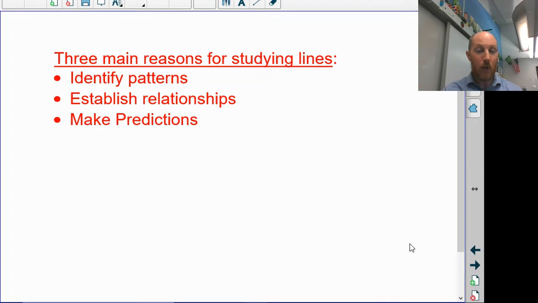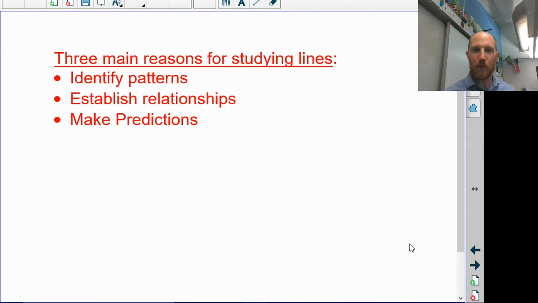There are three main reasons why we study lines. And this is something which I know a lot of people always want to know, like, why are we learning this? And I'm sure these reasons are probably not explained often enough, but here they are. We study lines in math class because of these three reasons: identifying patterns, establishing relationships, making predictions.